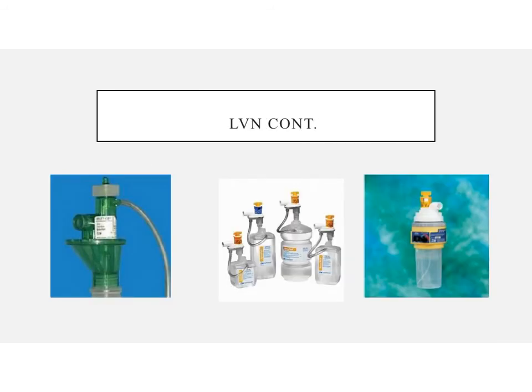Here we have a few pictures of different kinds of large volume nebs. So this first one is called a Misty Ox, and you can read about it in your White's equipment therapy book. This is going to be a high flow, so it's for patients who need a higher flow demand that can create aerosols. These are your typical large volume nebs that you're going to see. It's typically not with a bubbler, so they're going to be the larger bottles.